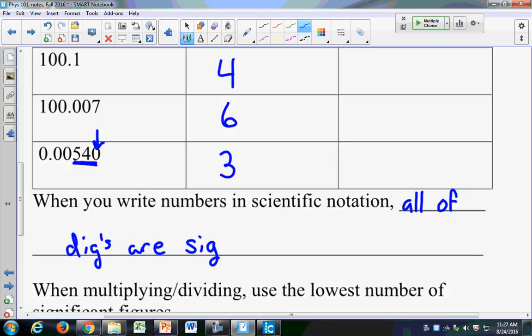So let's do this for each of these. This would be 5.40 times 10 to the minus 3, right? I have my decimal point here. I move it 3 spots over to the left.